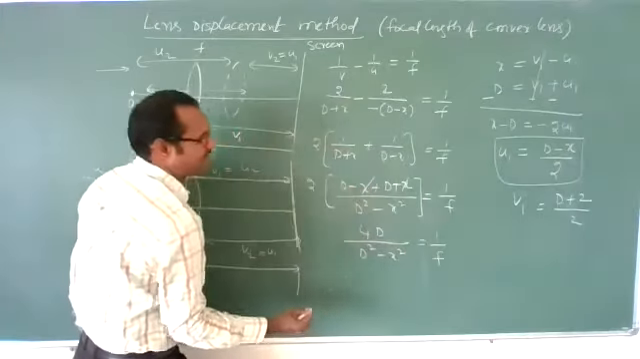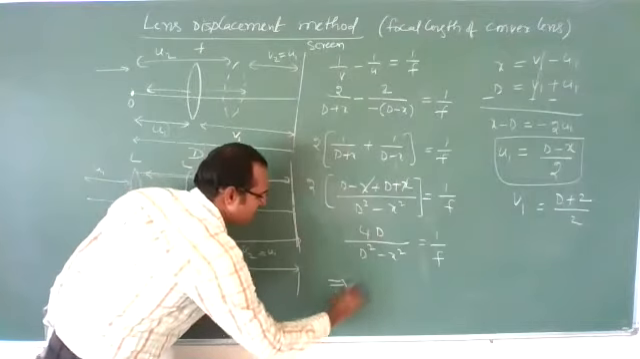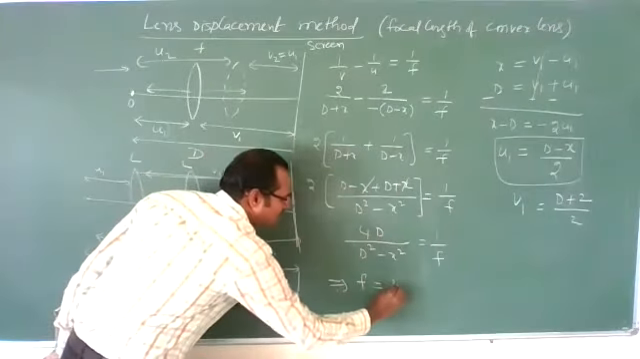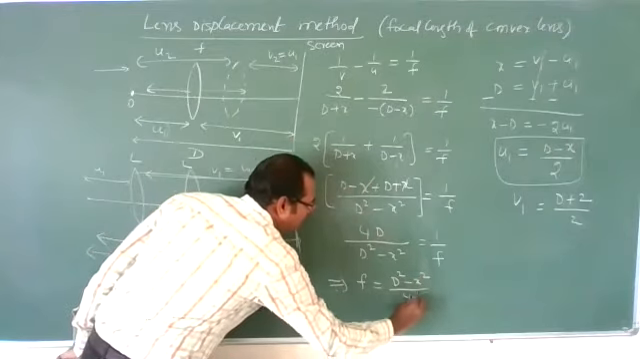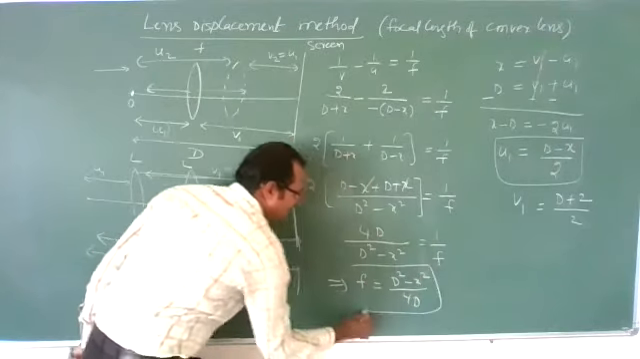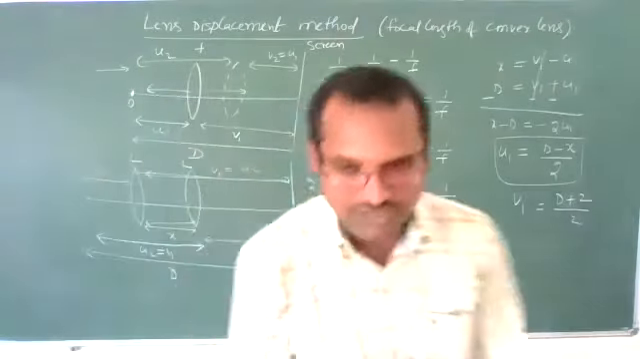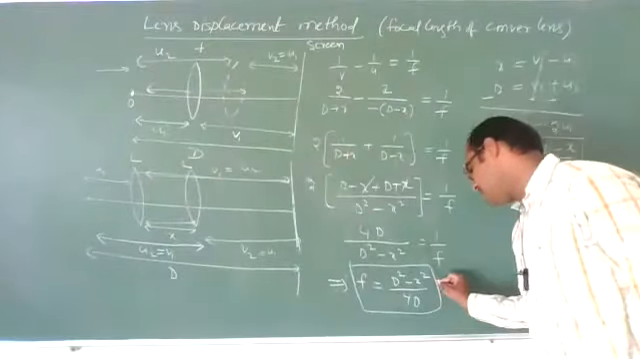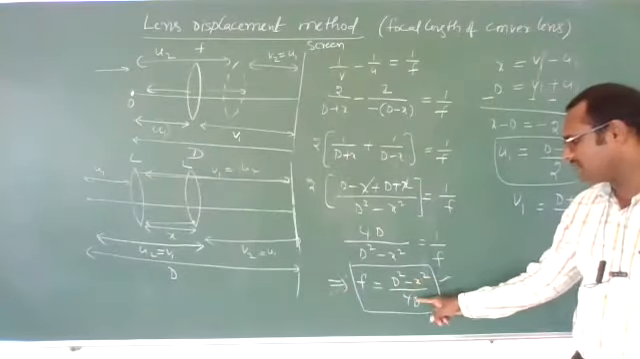Then what is F value? F value will be equal to D square minus X square upon 4D. Like this we can find. They may ask this directly for your objective also. Remember, serious students, important: D square minus X square by 4D.